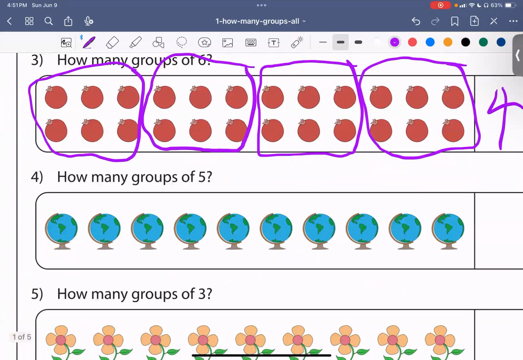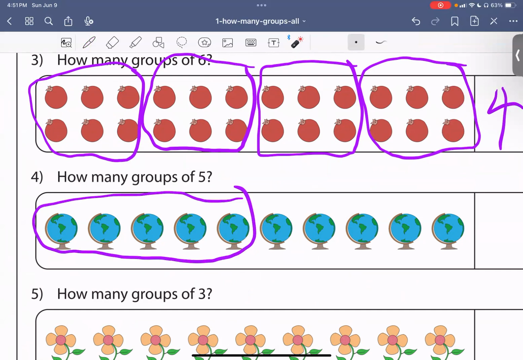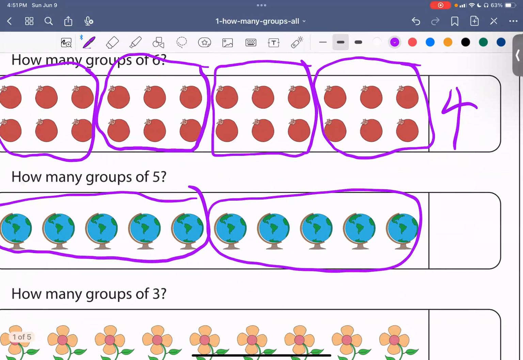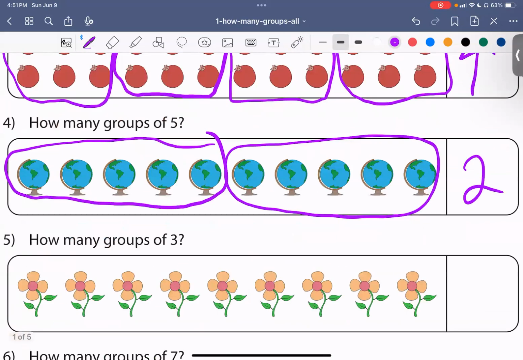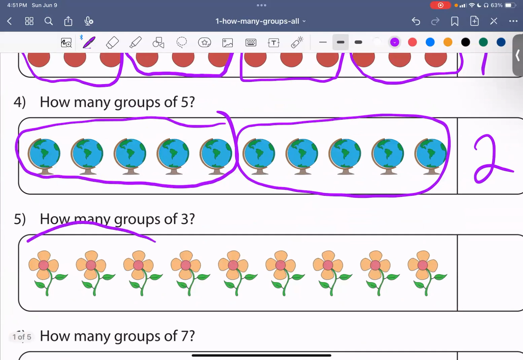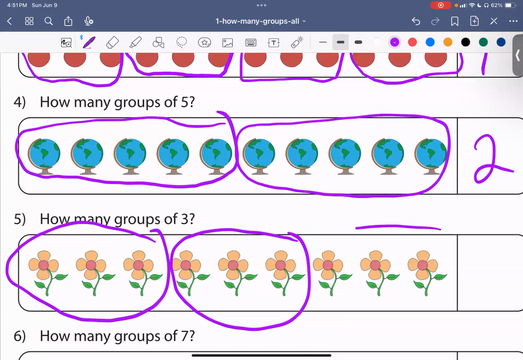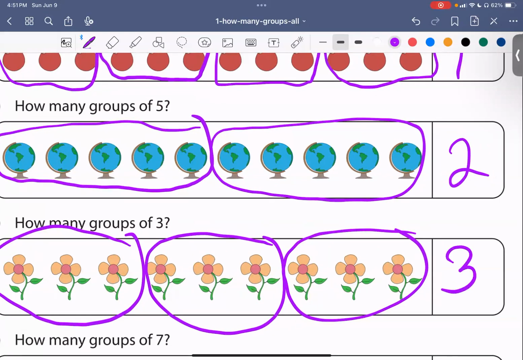How many groups of 5? Let's see. And if I count them, 1, 2, 3, 4, 5. And I have another group of 5. So I have 2 groups of 5. How many groups of 3? 1, 2, 3. So I have 3 groups of 3.